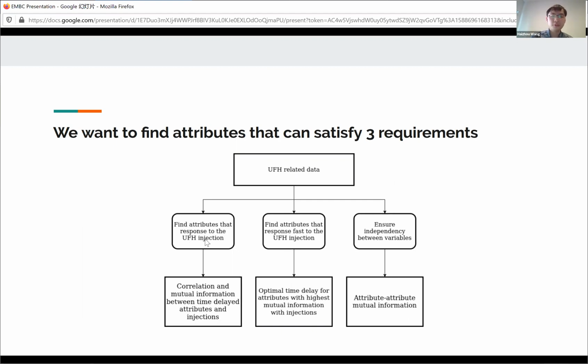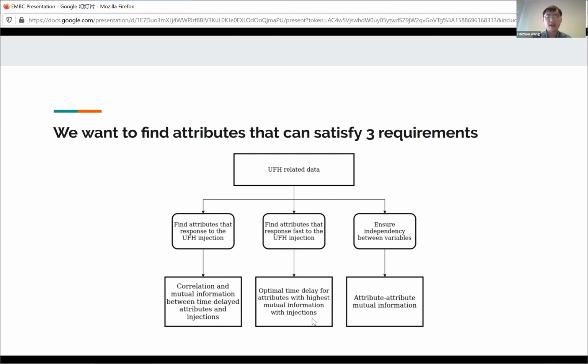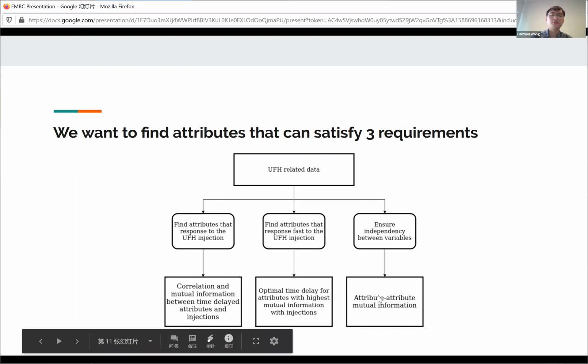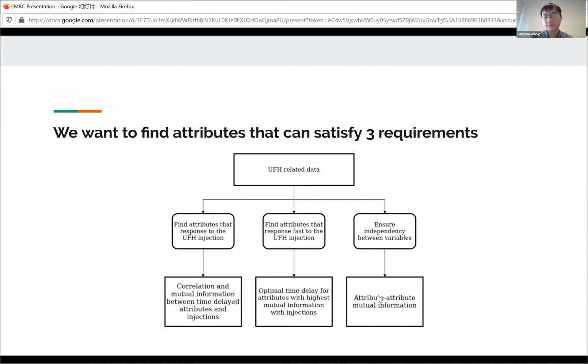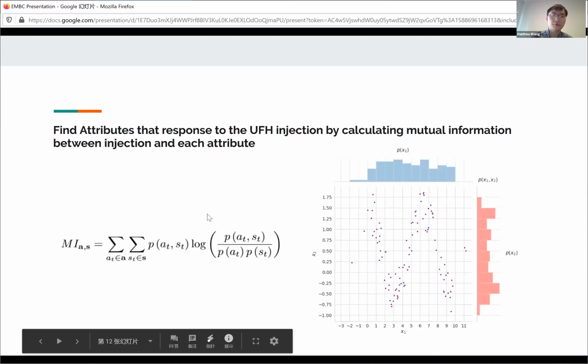For the first requirement, we're going to calculate the correlations and mutual information between time-delayed attributes and injections. For the second requirement, we're just going to find the optimal time delays that can give us the highest mutual information. And for the third, we're going to calculate the inter-attribute mutual information.